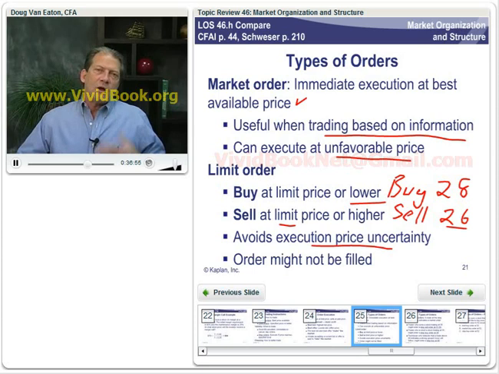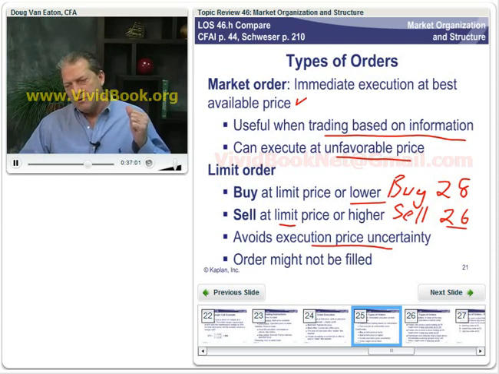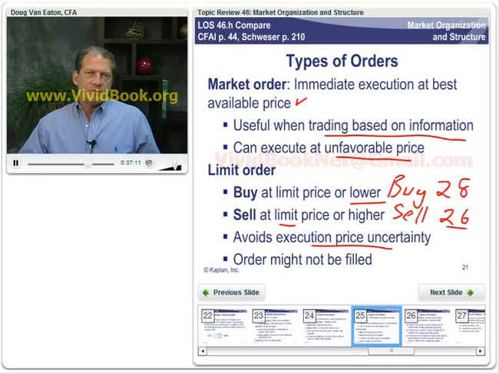So that's why the comment about information trading: if you think you're ahead of the game and you've better analyzed a stock and the coming earnings report, you want to get into that stock before the information comes out, or in some cases before others put the same importance and interpretation on the information that you do. So that might be a place for market orders.